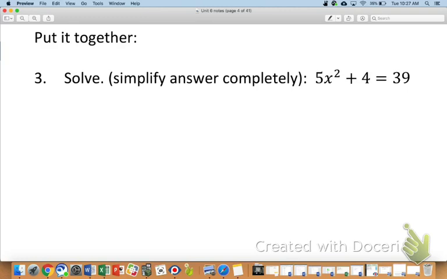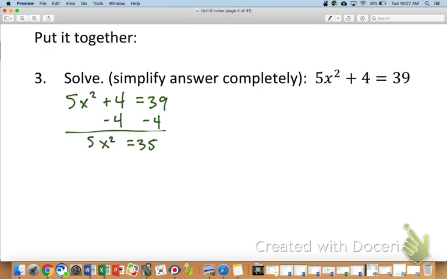Okay. Step number 1, if you're going to use the square root property, is you need to get the squared quantity by itself. So the squared quantity is x squared. What would you guys propose as far as a first step to get that by itself? Oh, I know, right here. So subtract 4 from both sides. So you get 5x squared equals 35. And then if we want to completely get the x squared by itself, we need to divide by 5.